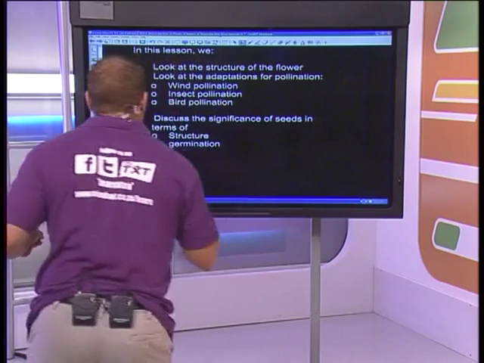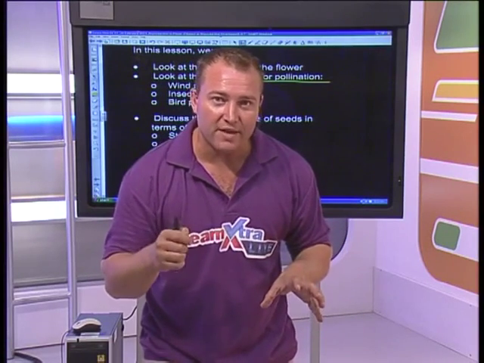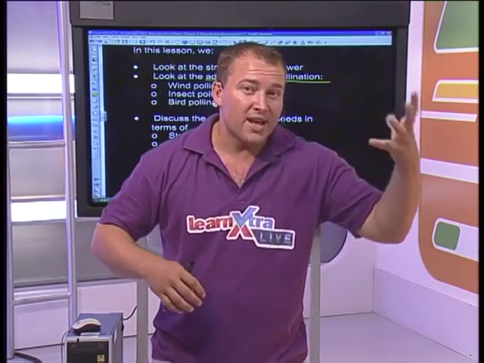So let's look back at the board, the adaptations of pollination. Now, the adaptations of pollination, if you look at it very, very carefully, each thing that we had a look at was different. Right? We had the wind pollination and what did they look like? We had the bird pollination and what did that look like, right? Everything is there for a reason.